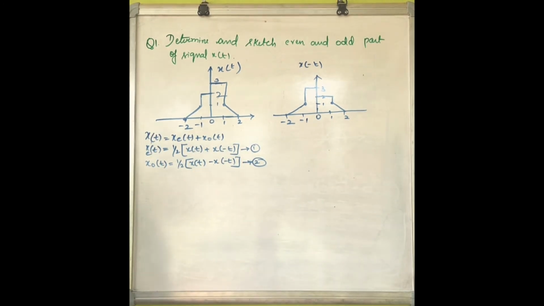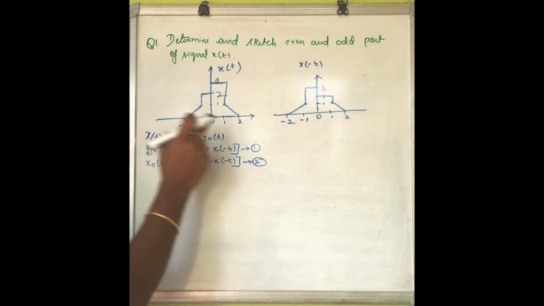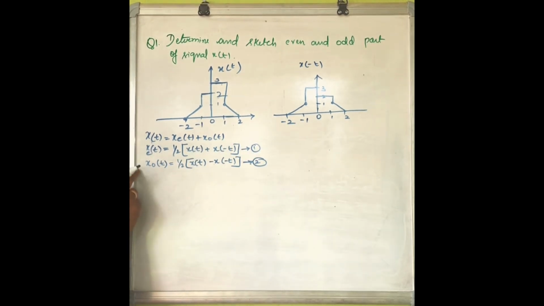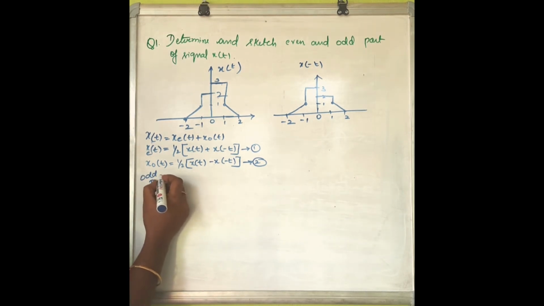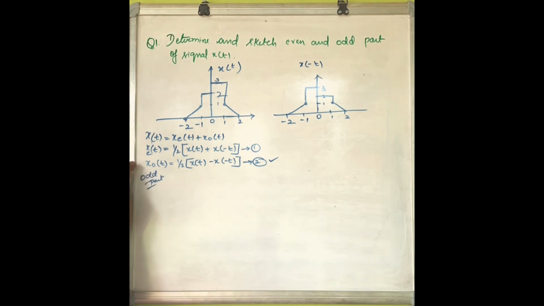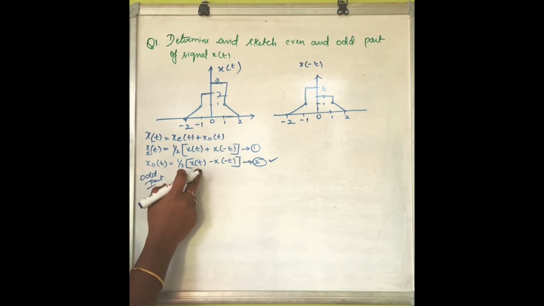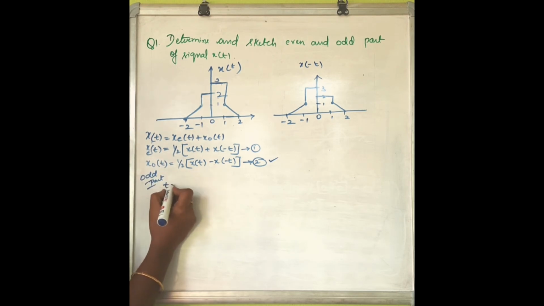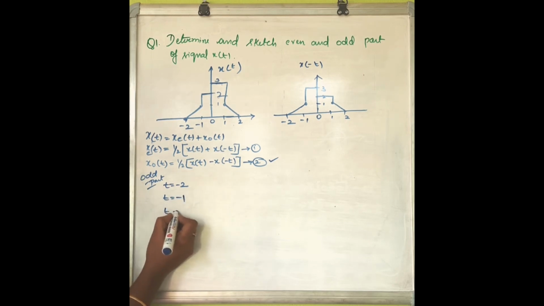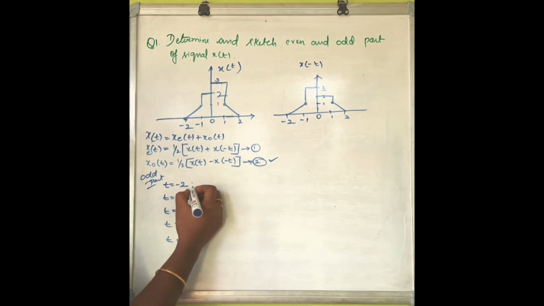Next, let us solve for the odd part of the signal x(t). So again, x(t) is taken, x(−t) is taken, and the 3 basic equations are written. To find the odd part, consider the second equation, x_o(t) = half of x(t) minus x(−t). So take down the instants. It is very same as your even part. Okay, so it's the same thing. t = −2, t = −1, 0, 1 and 2. The 5 instances are taken.